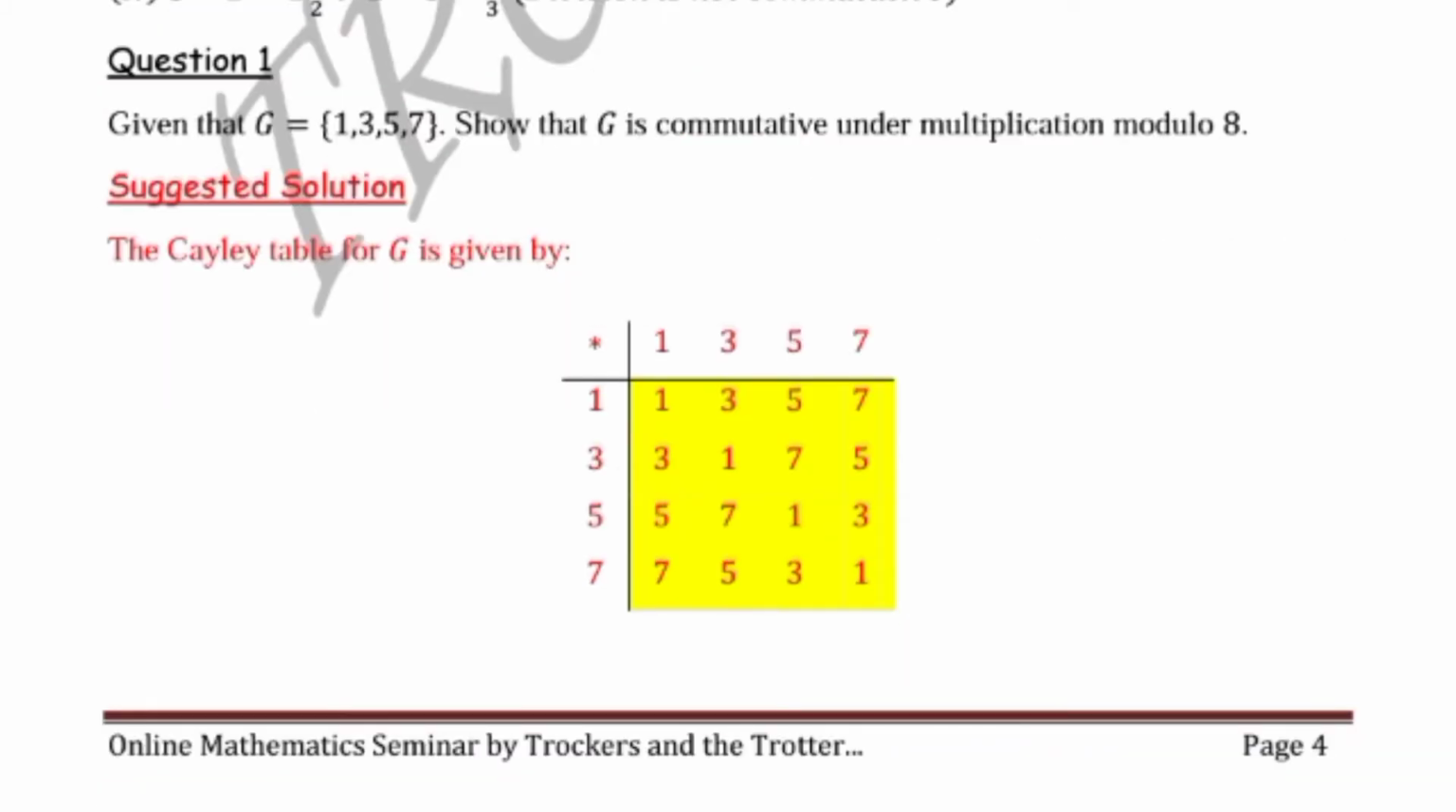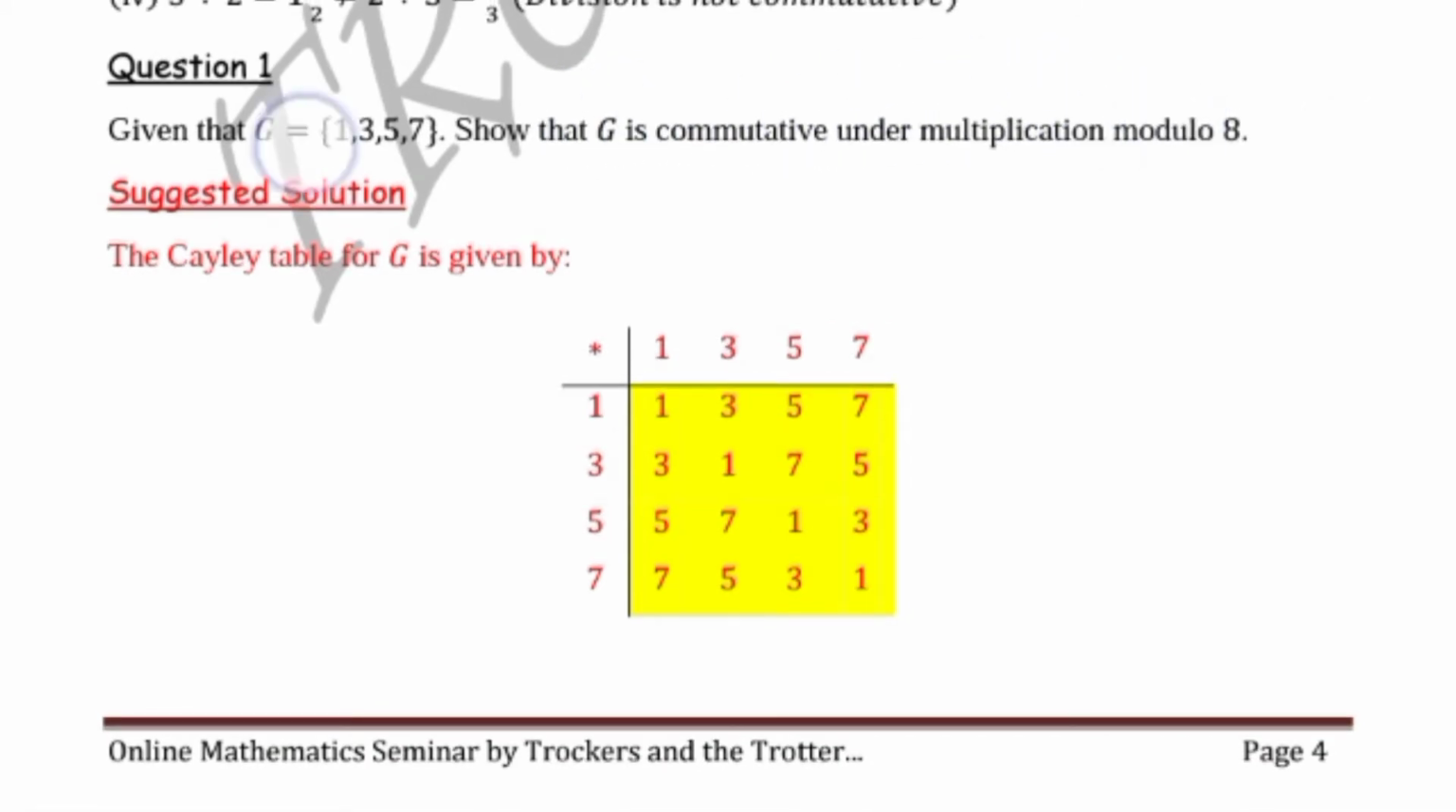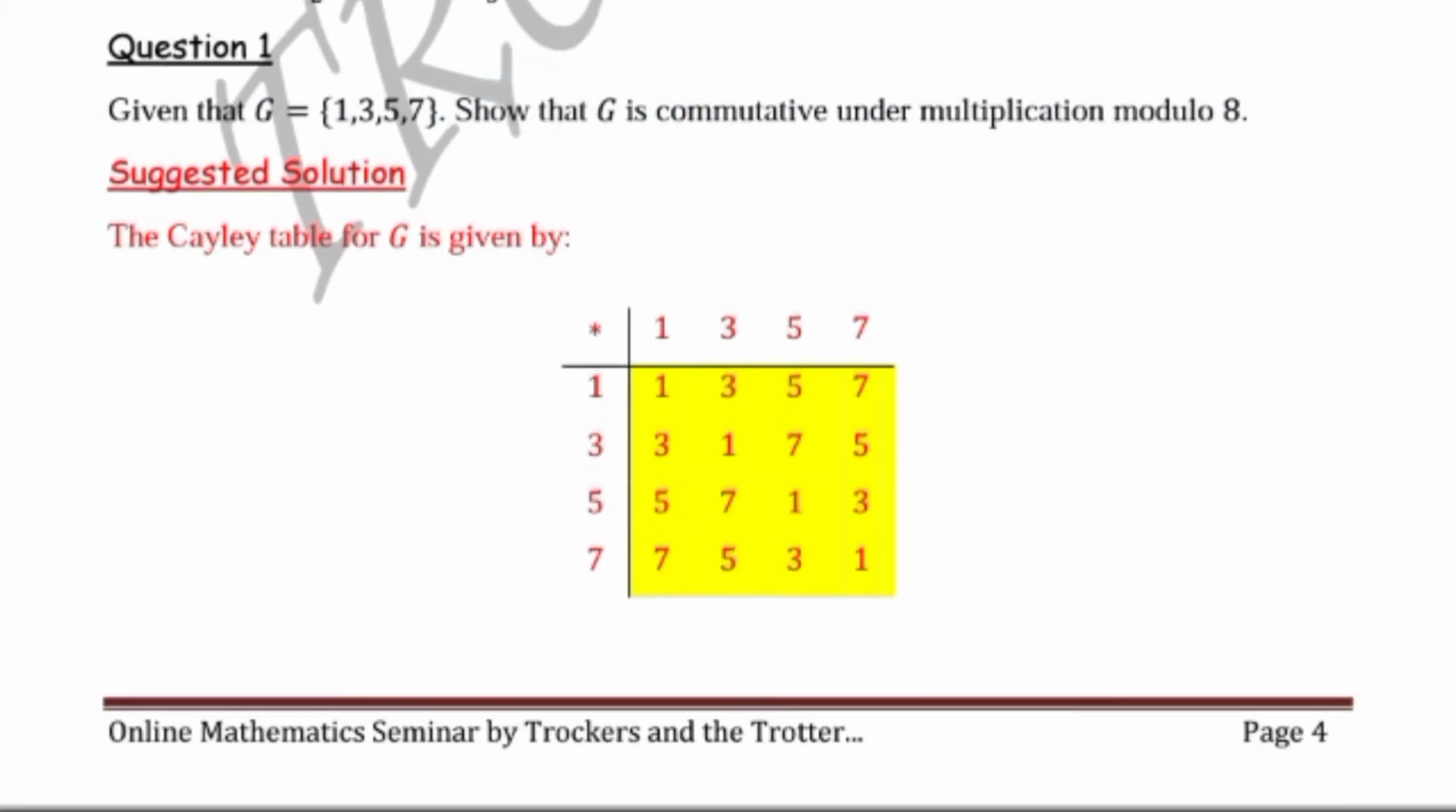Okay, now let's consider example 1 here. We have our set G equal to {1, 3, 5, 7}. Show that G is commutative under multiplication modulo 8.